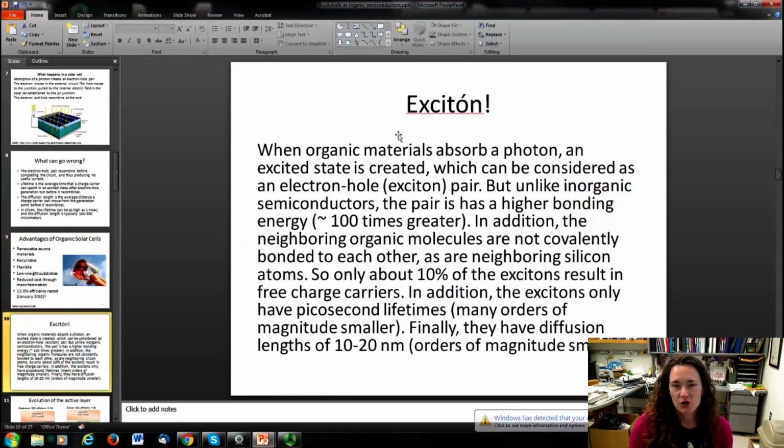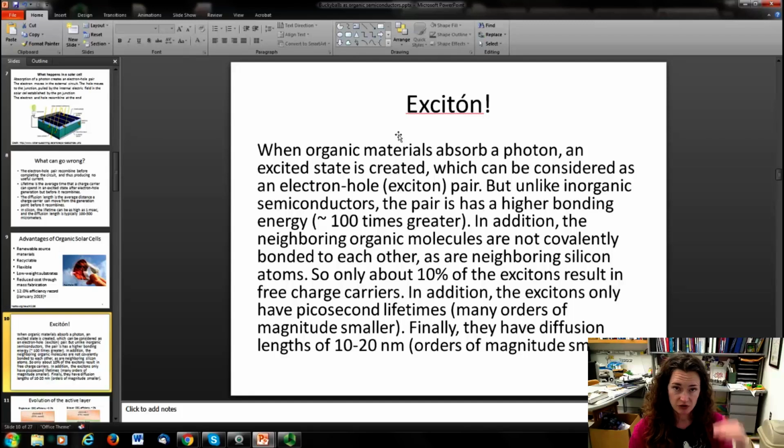Okay, so when you have an electron-hole pair created in an organic material, it creates an excited state, and they call that an exciton pair. But unlike in inorganic semiconductors, the pair has a higher binding energy. It's about 100 times greater. And in addition, the neighboring organic molecules often aren't covalently bonded to each other, as all neighboring silicon atoms are.